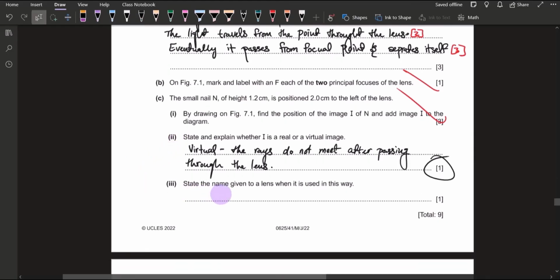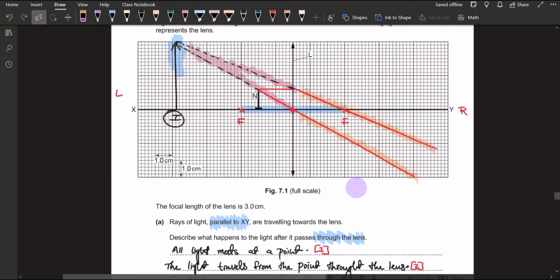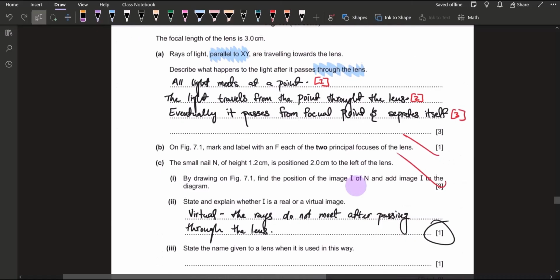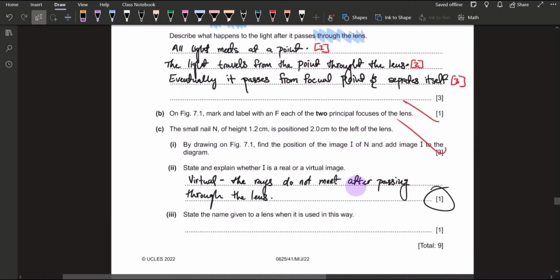Part 3 says state the name given to a lens when it is used in this way. So you can see here that the original object is way smaller than the projected image. So this is usually used for magnifying something. So this is specifically called a magnifying glass. And we are done with question number 7.